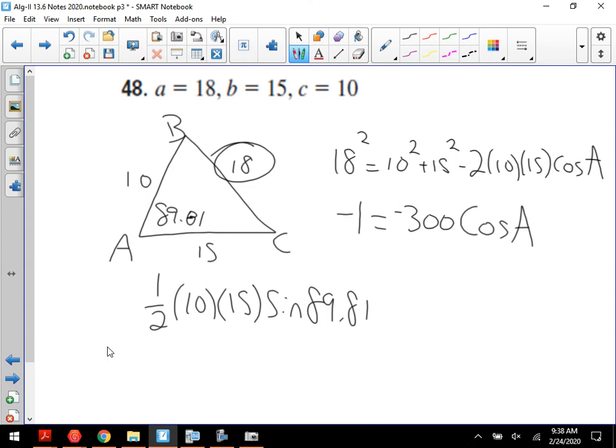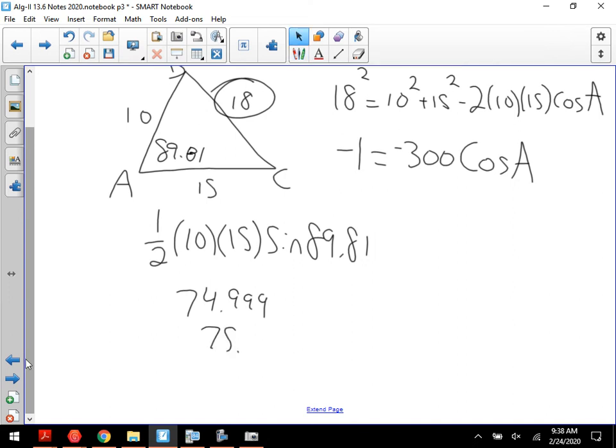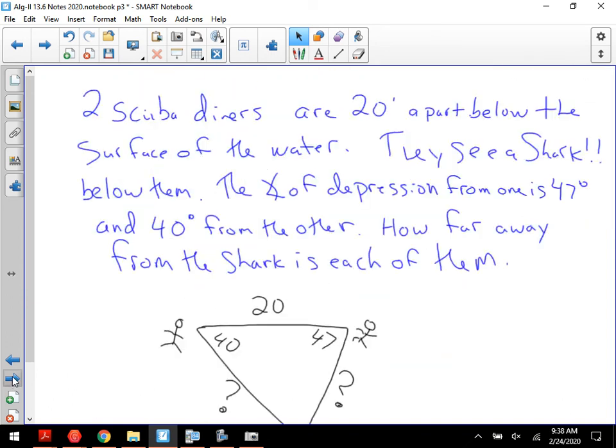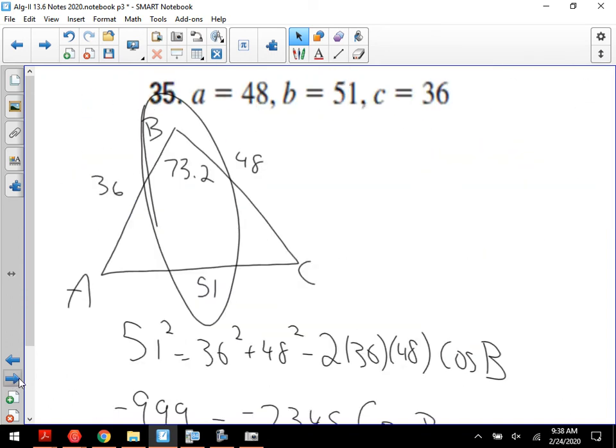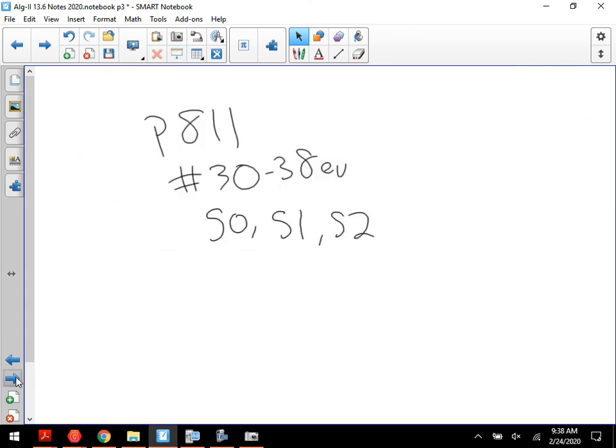Remember I told you there's this crazy thing called Heron's formula? Yeah, it's just stupid. It's terrible, it's icky, it's gross, it's horribly horrible. I have a picture of it here, didn't I? Oh, there it was.